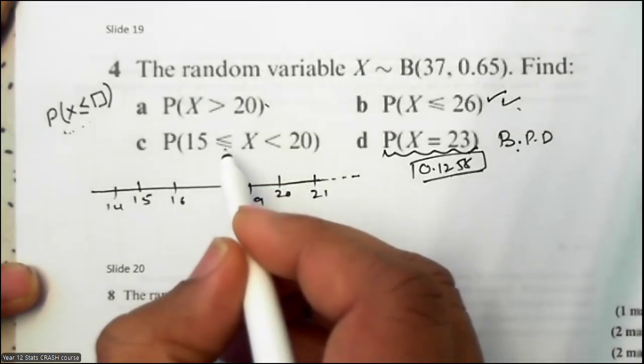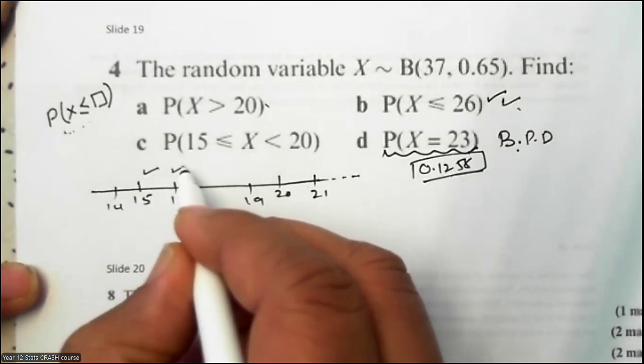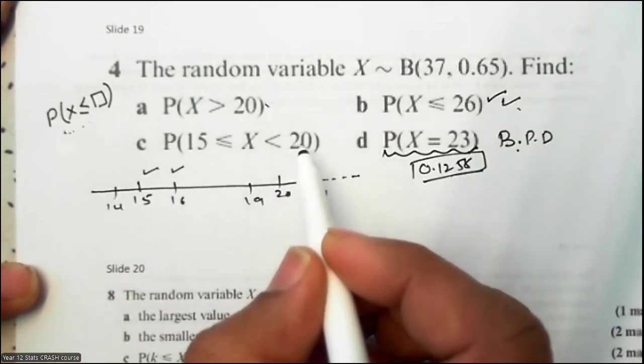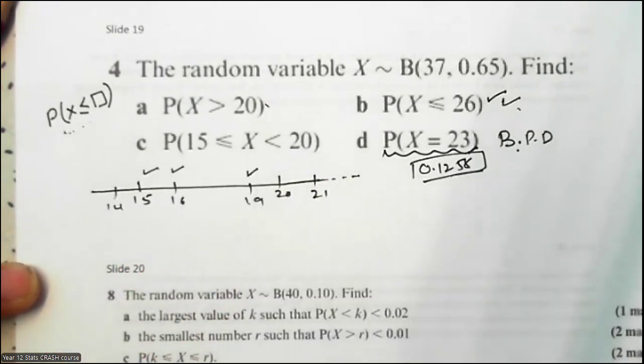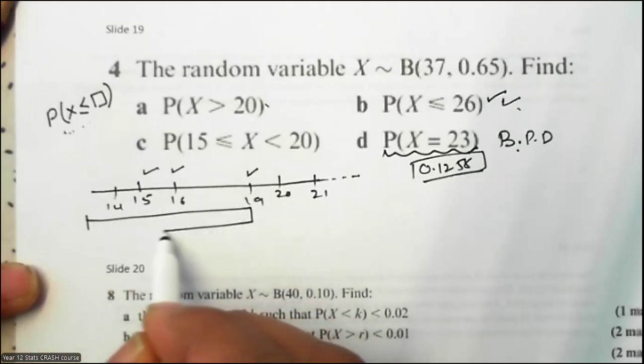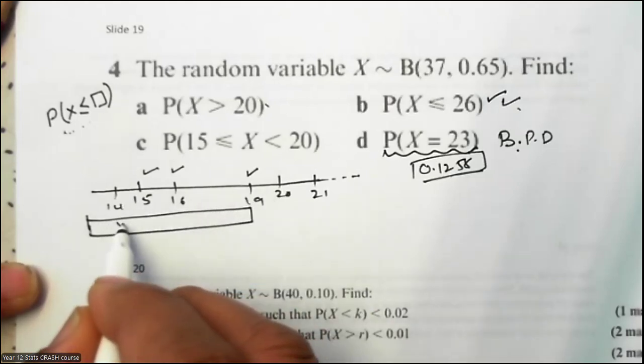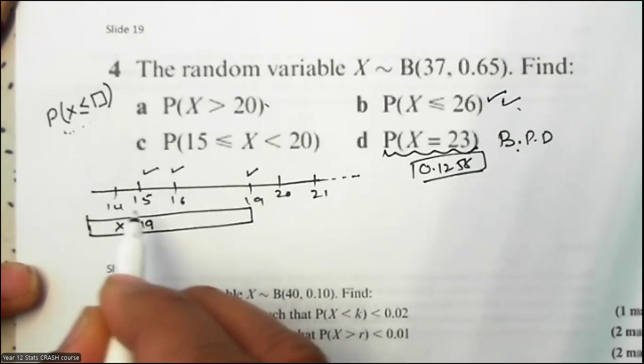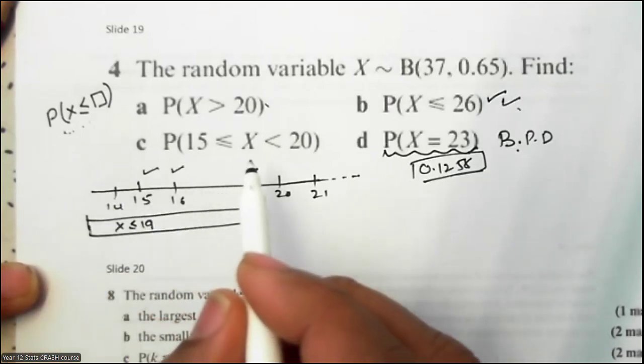I want 15 because x is greater than or equal to 15. 15, 16, I do not want 20, so I want only up to 19. So people, I'm looking at this. If I start from 0 and get up to 19, I get x is less than or equal to 19. Everything up to 19. Okay.